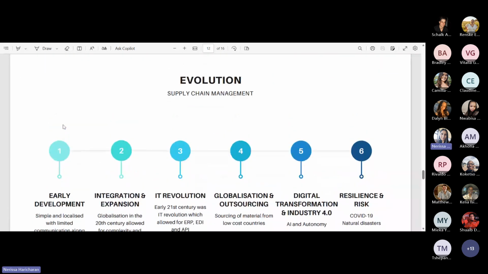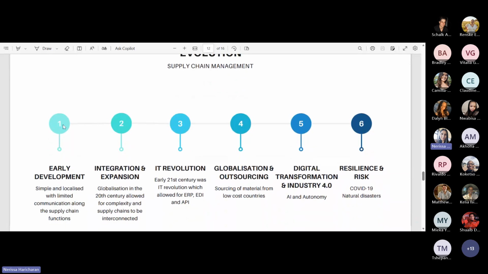Okay, then we want to talk on the evolution of supply chain management. So when we're looking at early development, and I'm talking absolutely early, back in the day before all of us were born, supply chains were absolutely simple. It was very localized, meaning that it was sitting in the same state or the same city you would operate in, where transport was never an issue. There was very limited coordination, and very limited communication between the various departments.